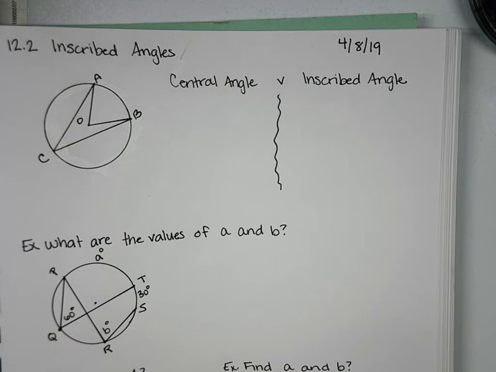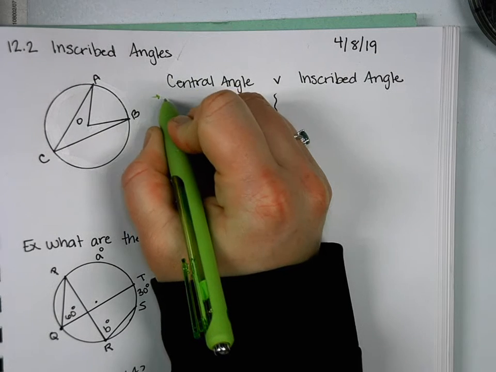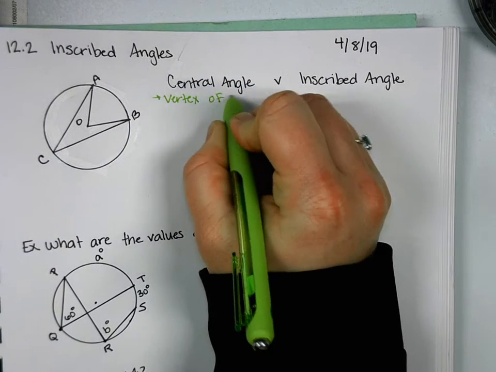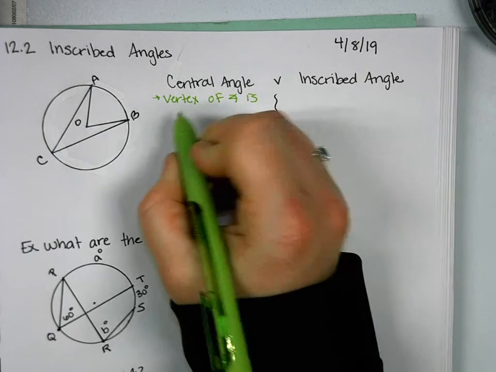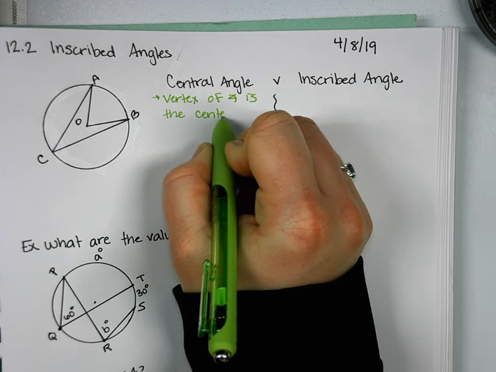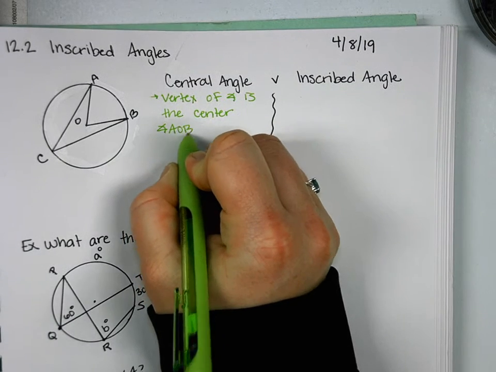So, anyone remember what a central angle is? The vertex of the angle is at the center. Okay, so in a central angle, the vertex of the angle is the center. So in this case, we have angle AOB is our central angle.